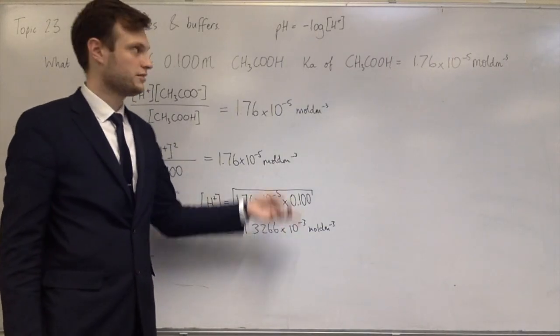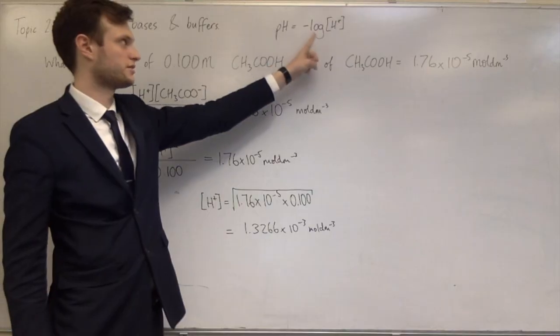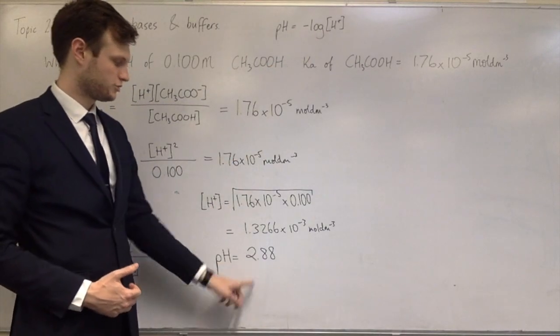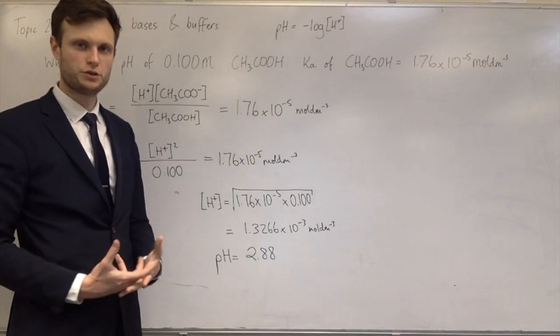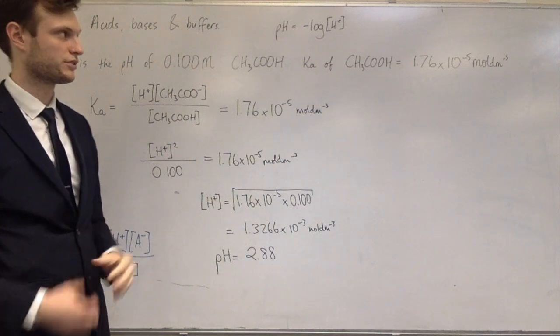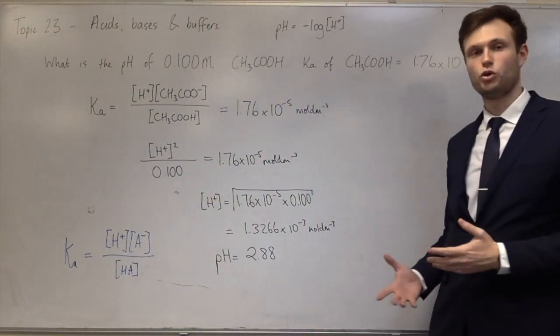Then to find pH, you just do minus log of that answer. And to 3 significant figures, that is 2.88 as a pH. I use 3 significant figures because this was 3 significant figures and that was 3 significant figures. And that's how you do it for all weak acids.